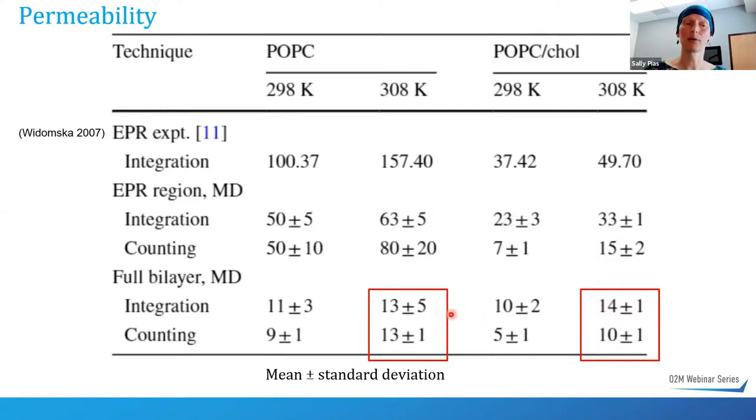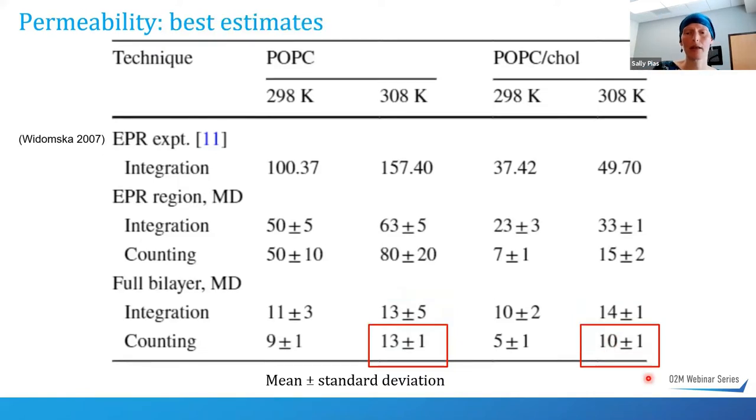And so ultimately what we find is that the permeability of a POPC bilayer and a POPC cholesterol bilayer is pretty similar. Though the EPR studies have shown based on the probe-based technique that they're very different. So a 3 times difference, whereas with our best estimate, we think it's about 20% reduction in permeability. And I've just highlighted here that we think those are our best estimates using the counting technique.